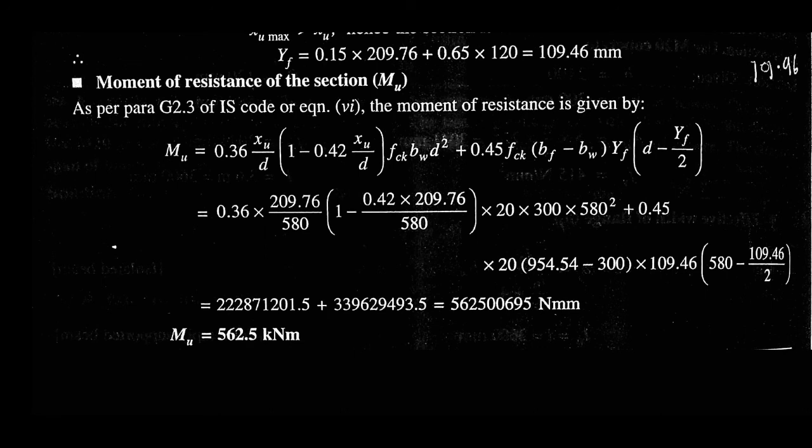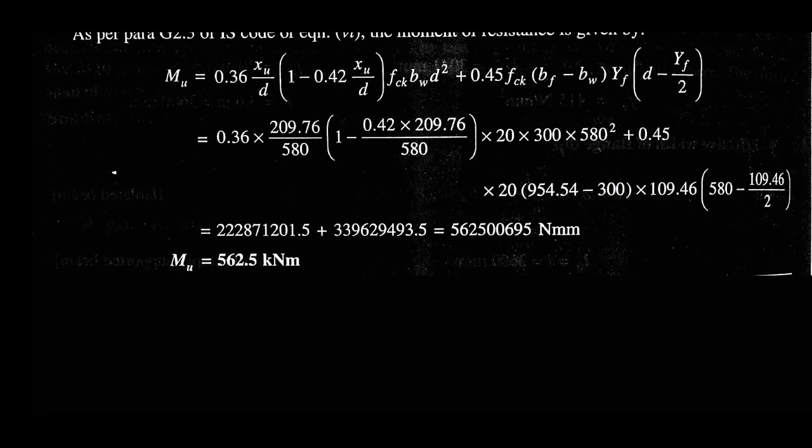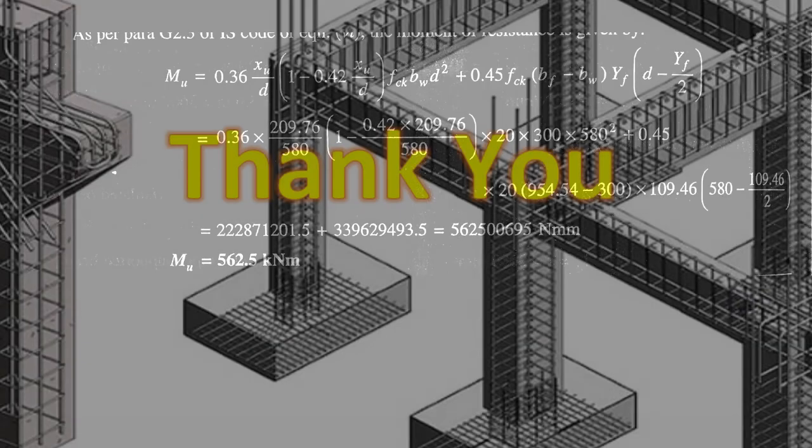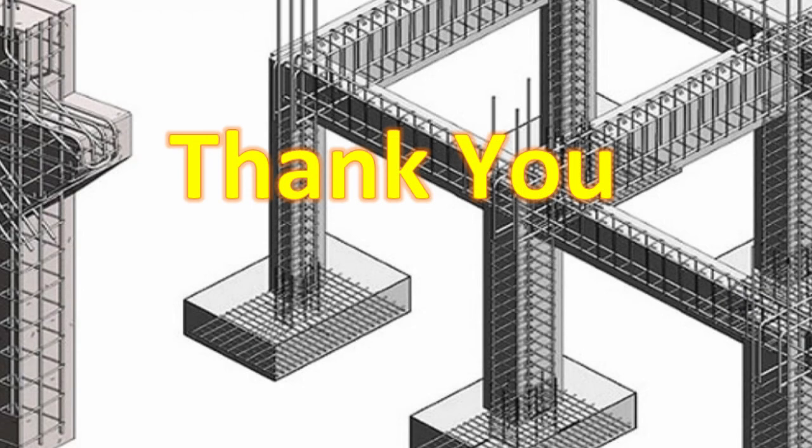So here is our answer. Mu, the ultimate moment of resistance, is 562.5 kilonewton meter. Here the solution of the problem is complete. That's all for this lecture. Thank you.